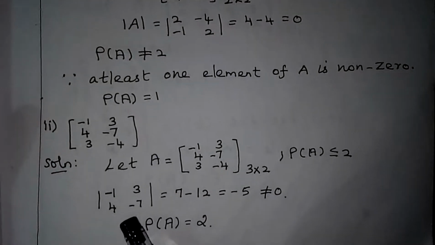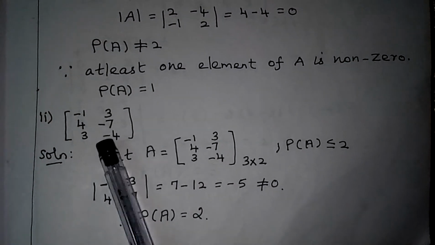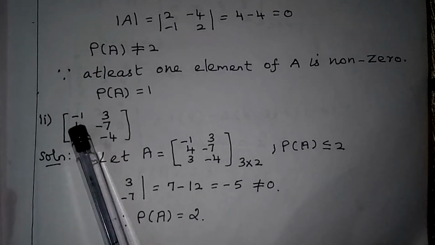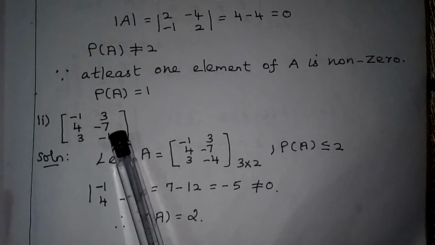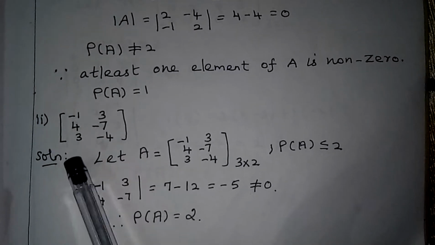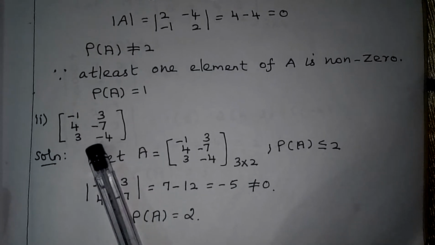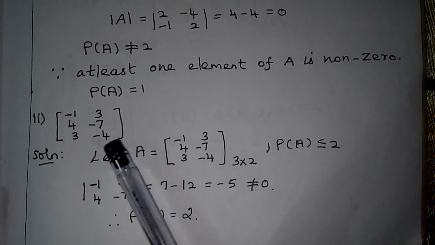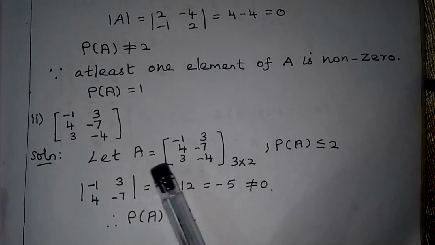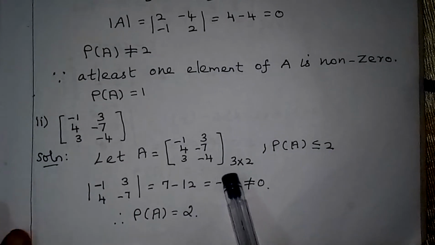Now you can see the second subdivision. You see here the matrix is: minus 1, 3, 4, minus 7, 3, minus 4. Here it is not a square matrix, isn't it? So we have to take the square matrices from this. So first you see here, the order of this is what?